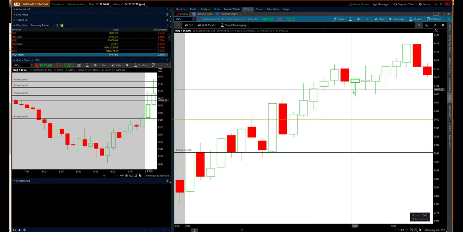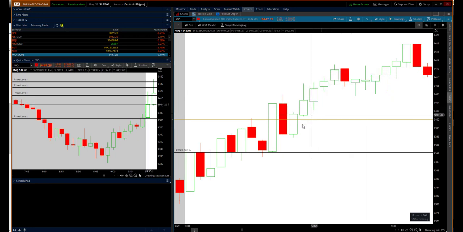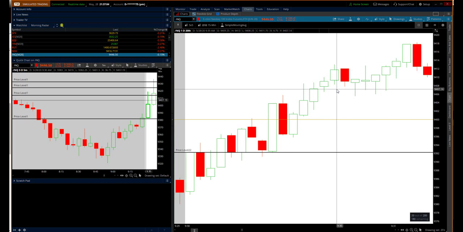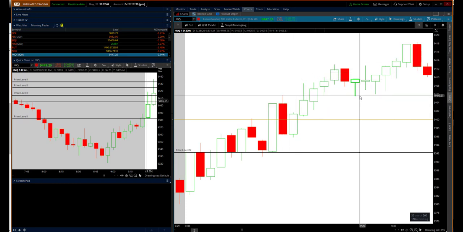Would it have worked? Yeah. Well, I mean, look at the follow through. It would have worked. But on what basis? What is your entry conditions?